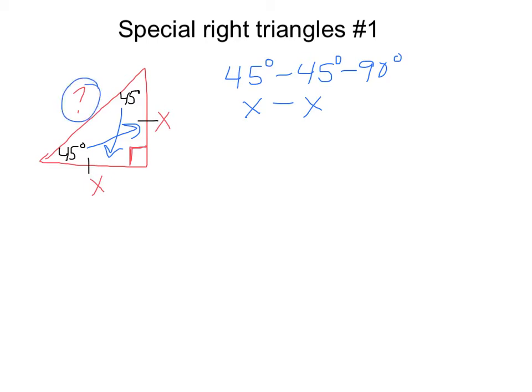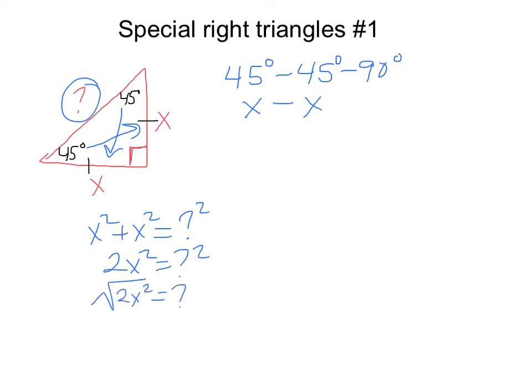Now we're going to use the Pythagorean theorem to figure out the hypotenuse. So we're going to say x squared plus x squared equals, we'll call it question mark squared. So 2x squared is equal to question mark squared. So the question mark is equal to the square root of 2x squared. When we simplify this square root, x squared has a perfect square, 2 does not, so we get x root 2.